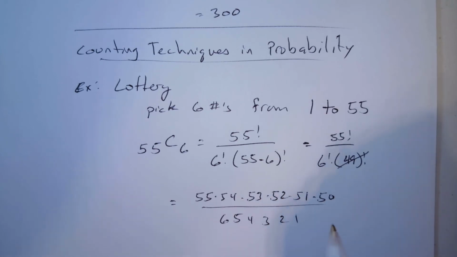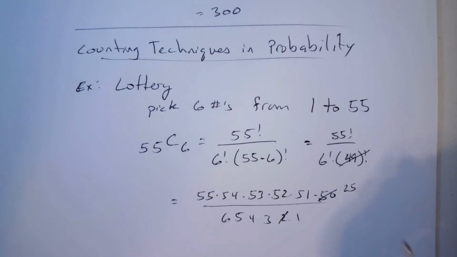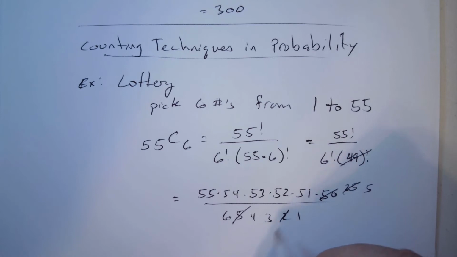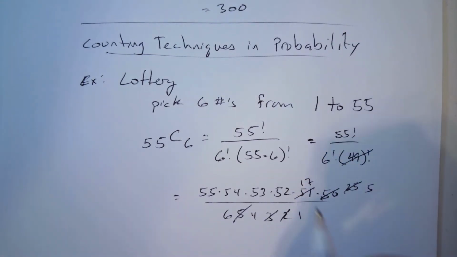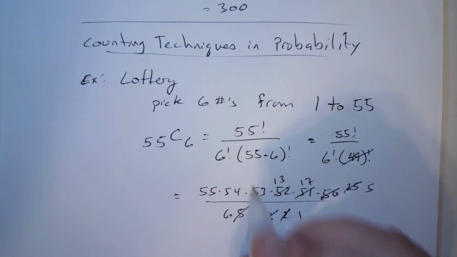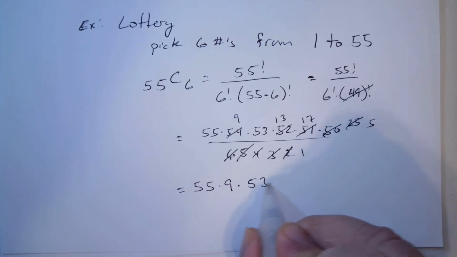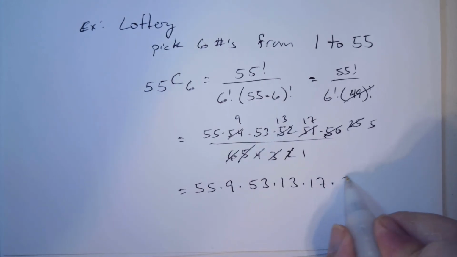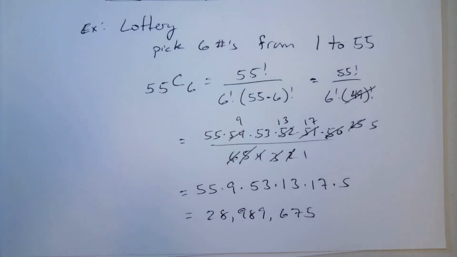Okay, 6. Let's see here. 2 goes into 50 25 times. 5 goes into 25 5. 3 goes into 51 17 times. 4 goes into 52 13 times. 6 goes into 54 9 times. 55 times 9 times 53 times 13 times 17 times 5 equals 28,989,675. Now, what does that mean?